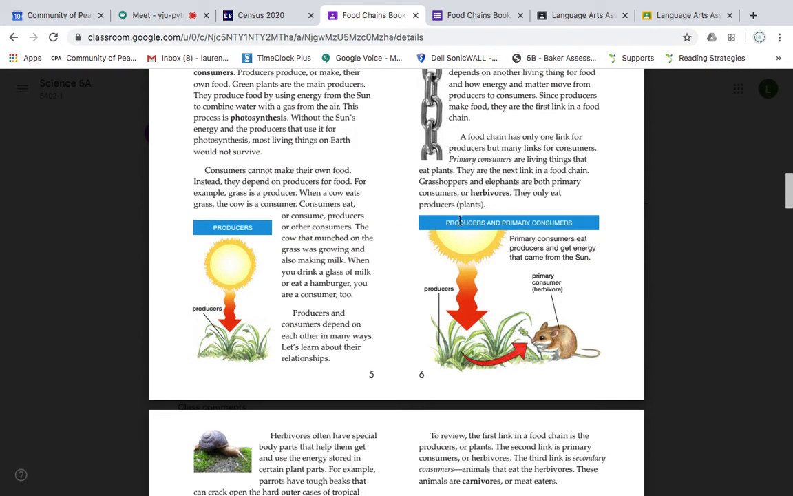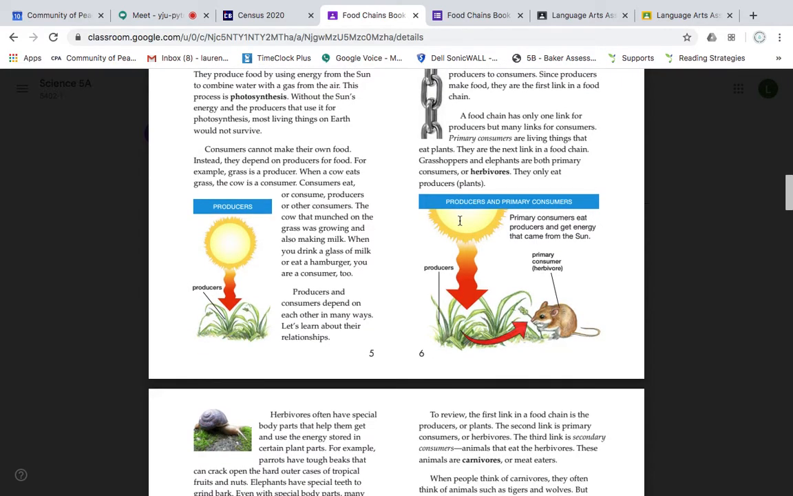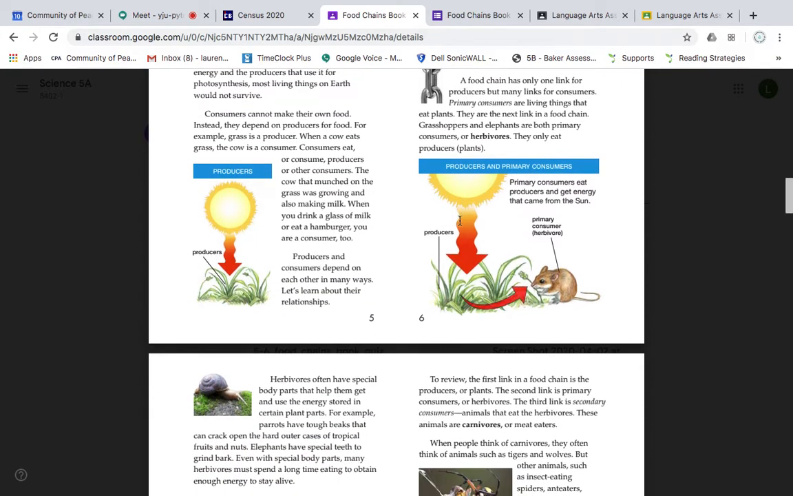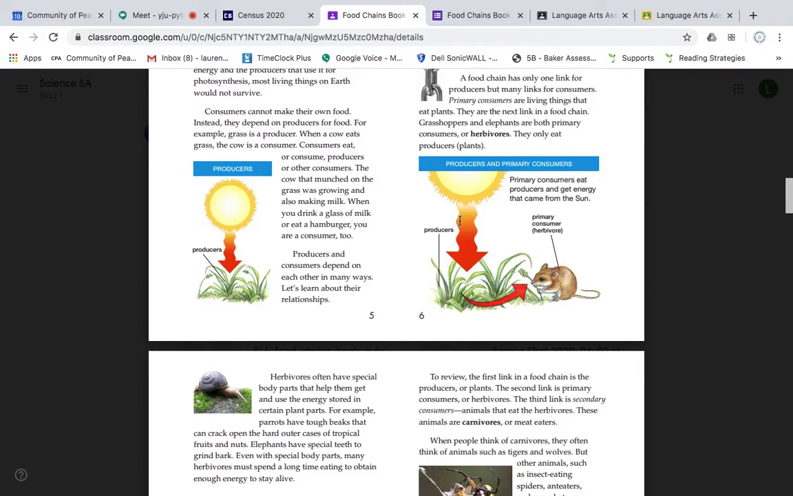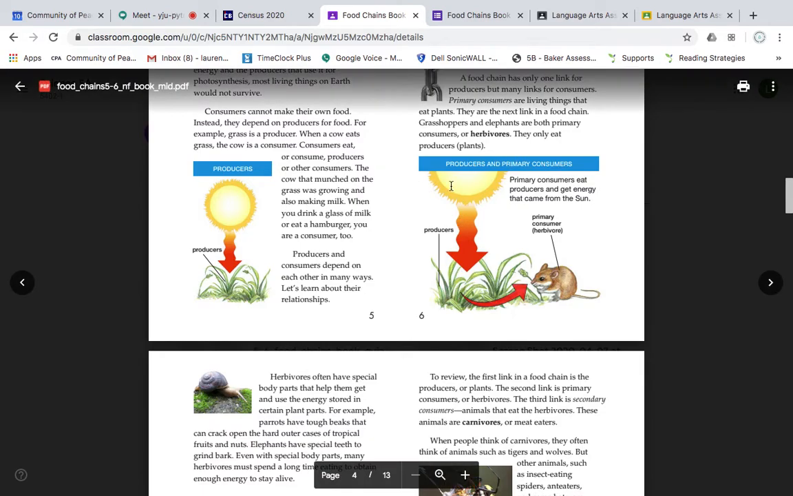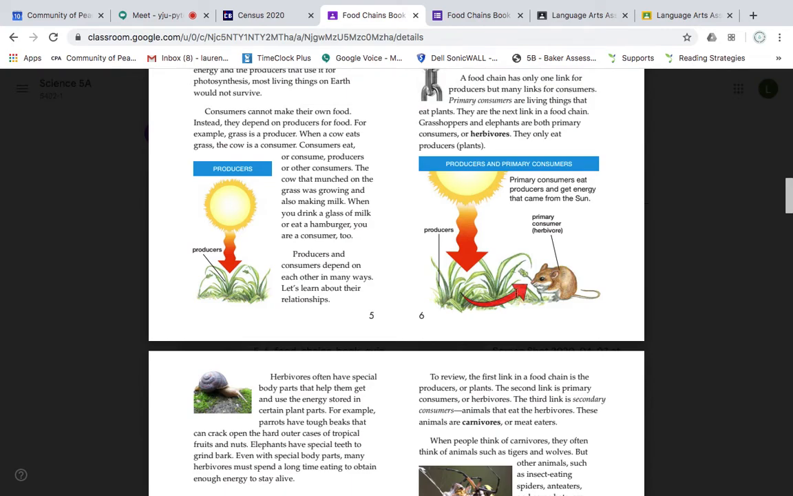They are the next link in a food chain. Grasshoppers and elephants are both primary consumers, or herbivores. They eat producers, plants. And down here you have a picture of a producer. Your producer is your grass, and your primary consumer is this mouse. The mouse is a primary consumer because this little guy down here, he only eats plants. He doesn't eat any meat, just plants.